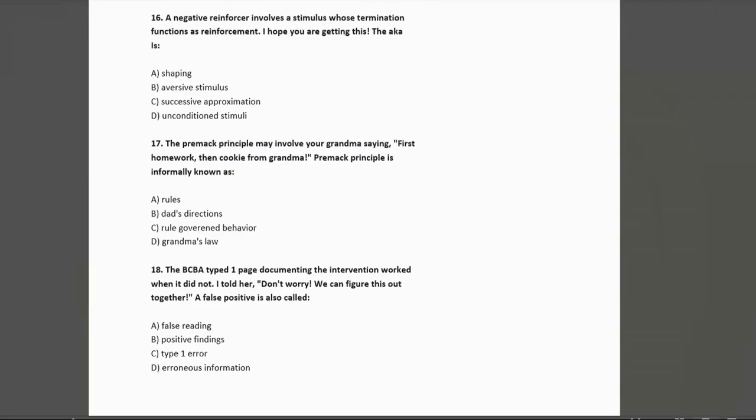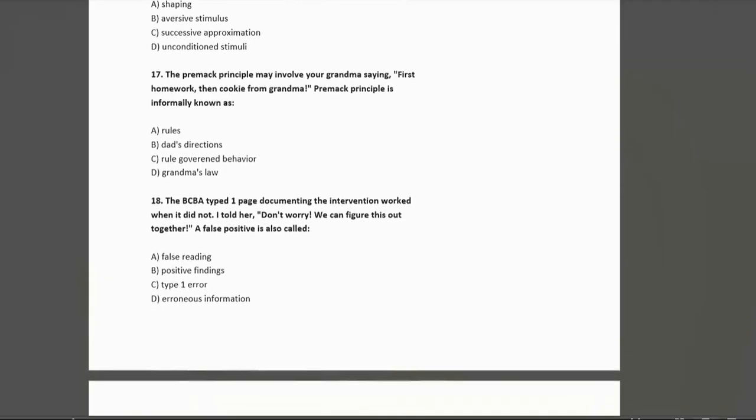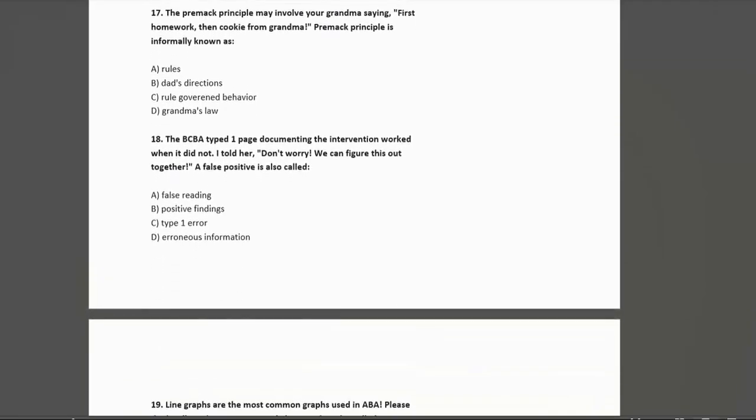A negative reinforcer involves a stimulus whose termination functions as reinforcement. I hope you are getting this. The AKA is a stimulus whose termination functions as reinforcement. That would be B, aversive stimulus. Aversive stimulus. That's great.